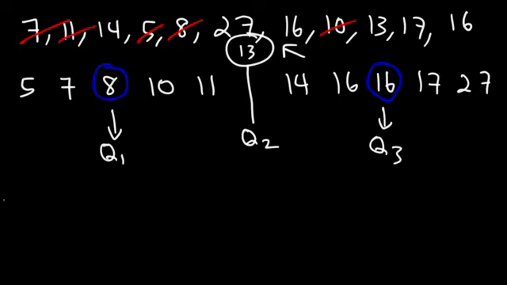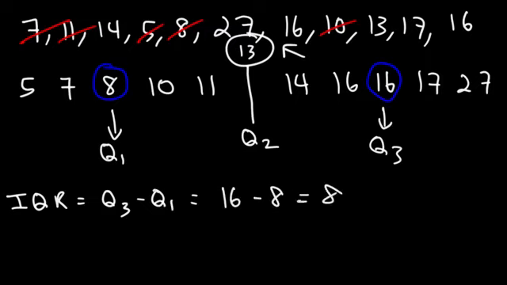Now let's go ahead and calculate the interquartile range, IQR. So we said it's the difference between the third quartile and the first quartile. So it's going to be 16 minus 8, which is 8. And so that's how you could find the interquartile range of a data set.